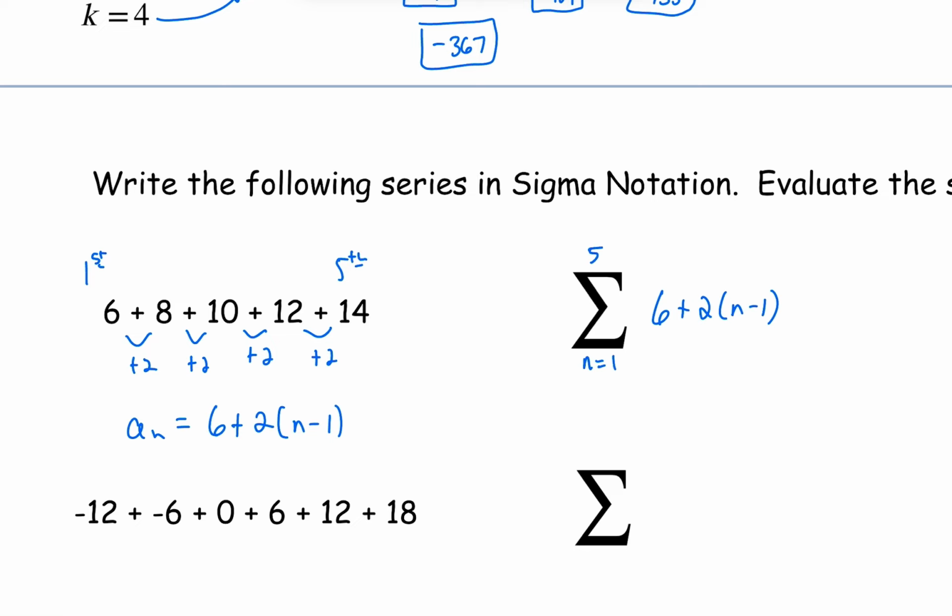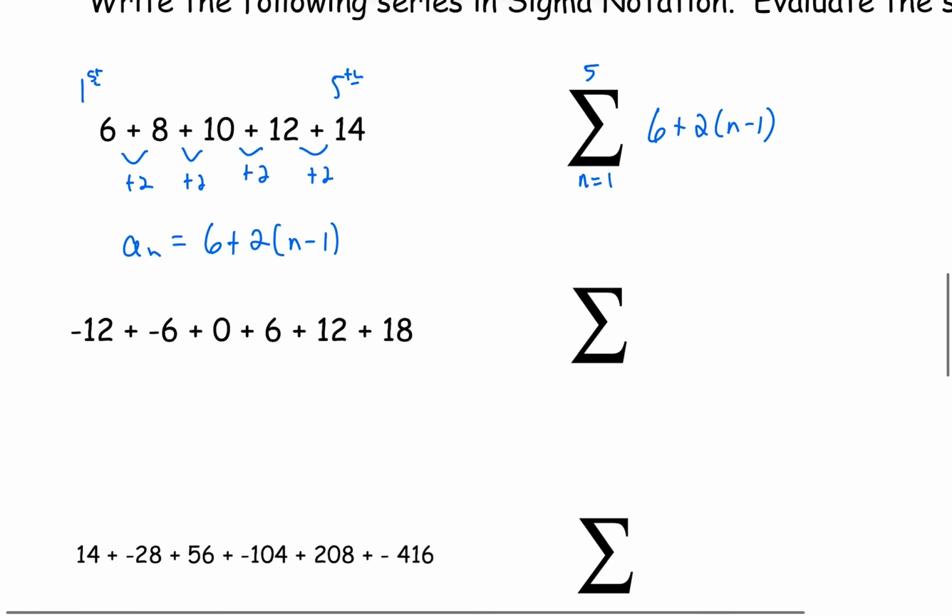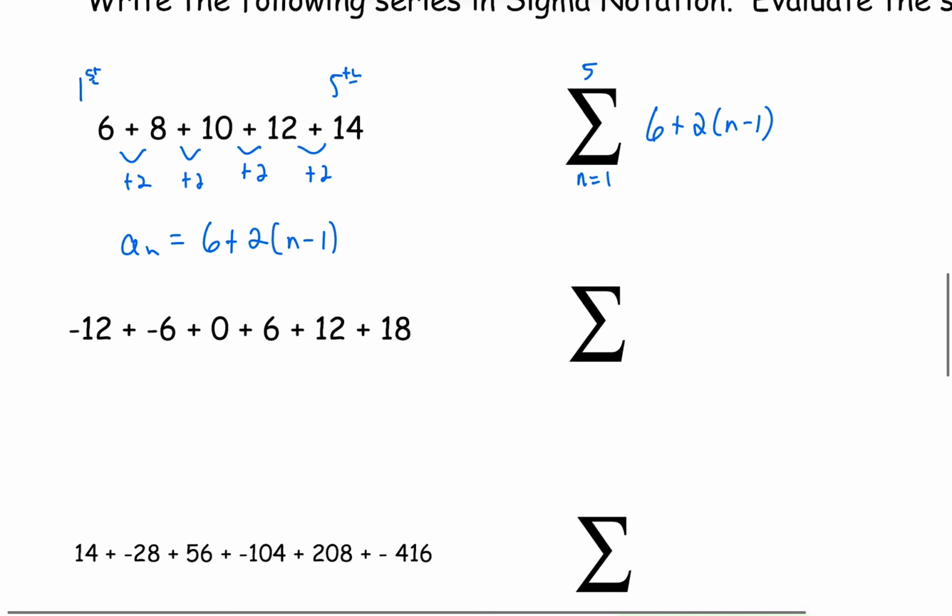And that's it. So if it gives you a series, you're always going to start at 1, and then you're going to end at how many terms there are. So in this case, 5. And then you just write our arithmetic sequence formula there. So, yeah, that's pretty much it. We'll do one more here, maybe.